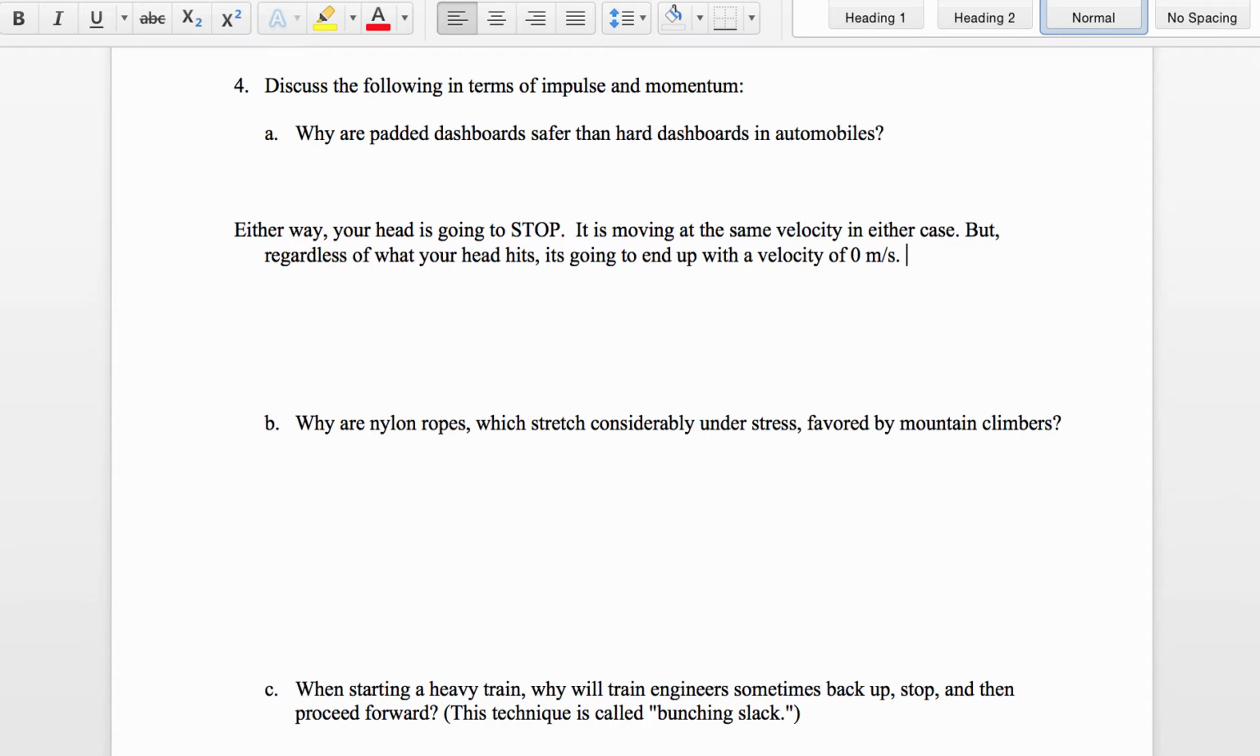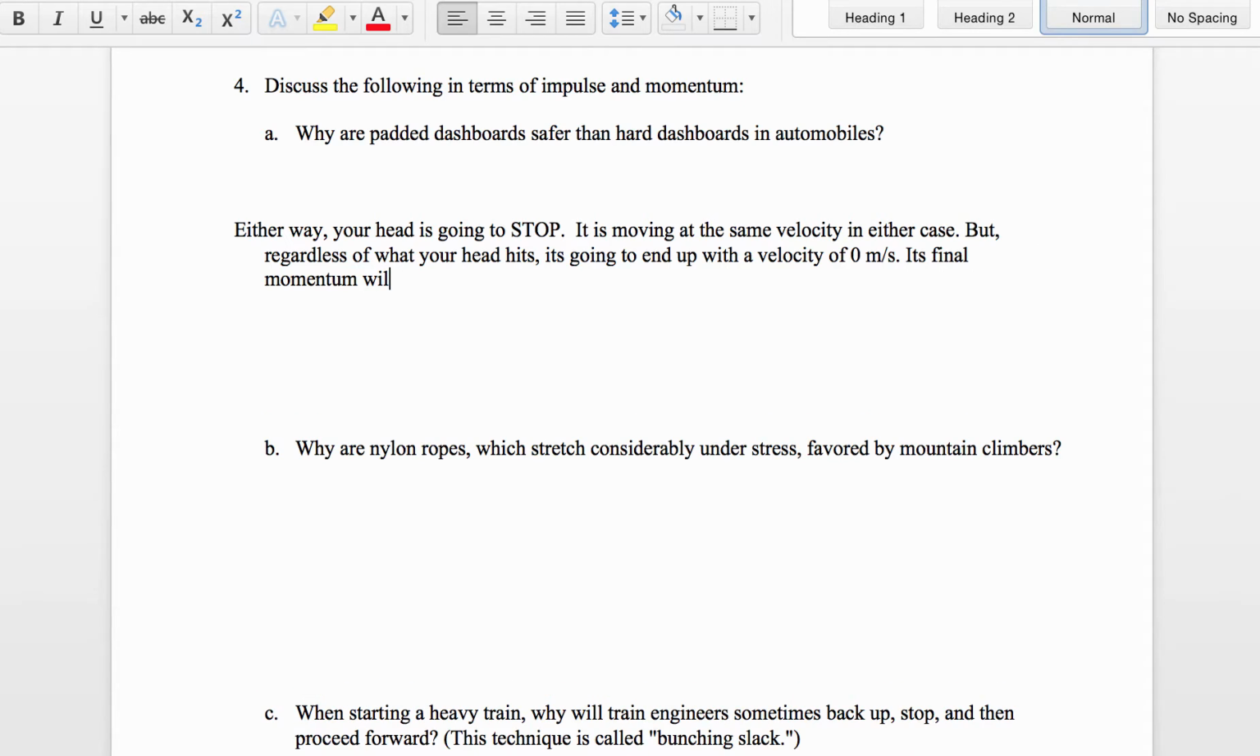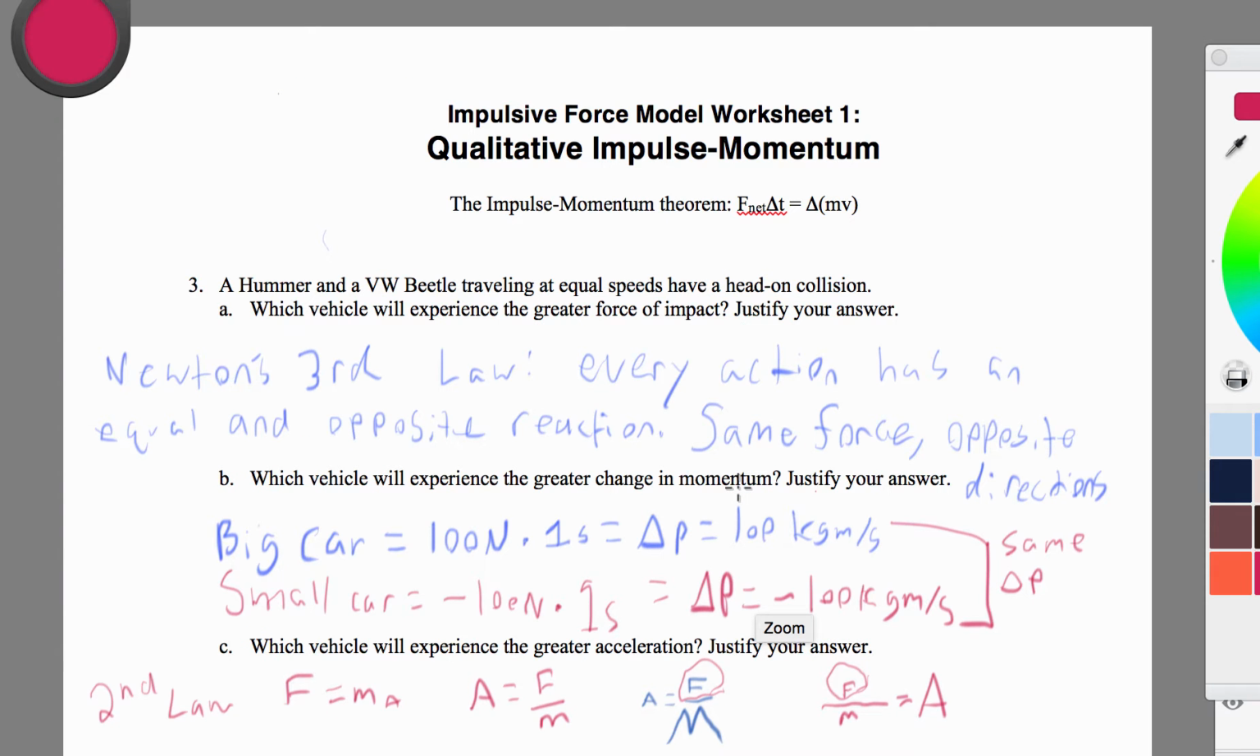All right? Its final momentum will be 0 meters per second times the mass of your head. It doesn't matter what the mass of your head is, that's going to be 0 kilogram meters per second. Okay? But now we're going to get to this impulse momentum problem. Sketchpad. Boom. Oops.